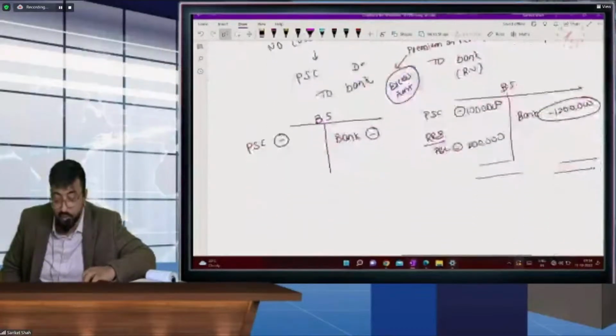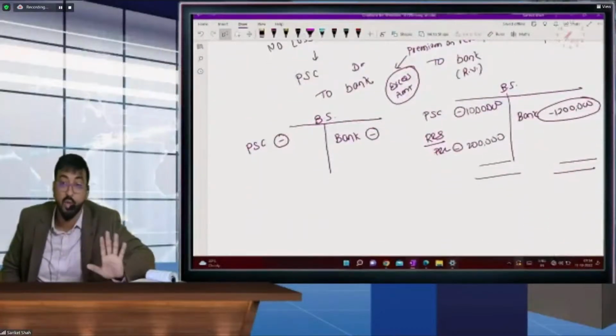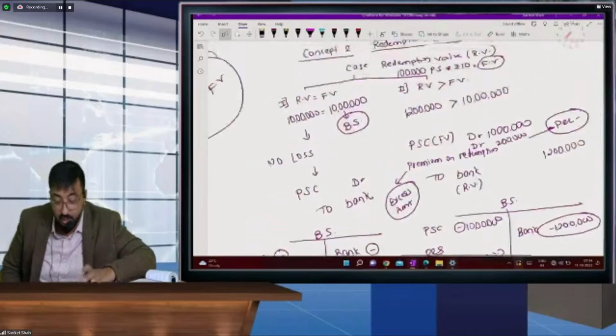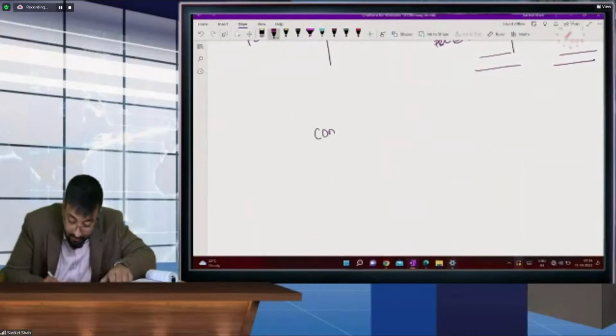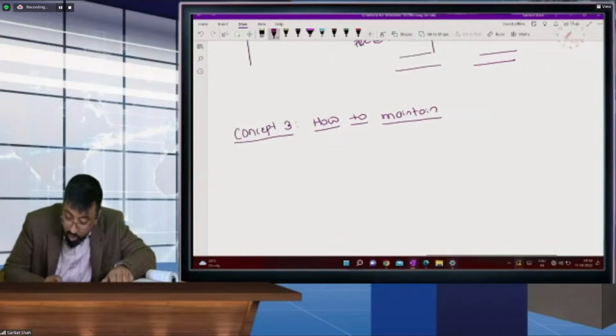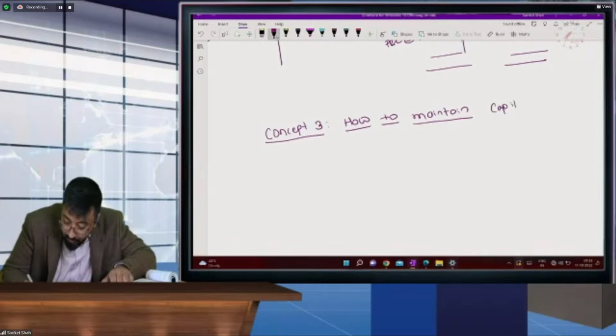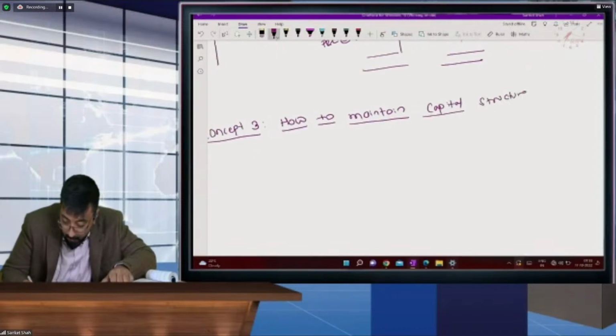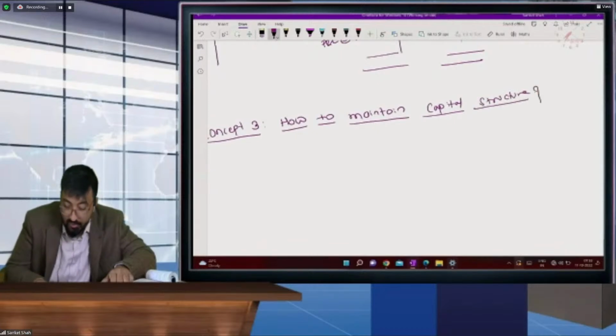Preference share capital. So ultimately these entries are there. So I'm giving you the ultimate entries. So this is the visualization. Now preference share capital visualization. Now concept three: how to maintain capital structure. You already watched my session on capital structure.